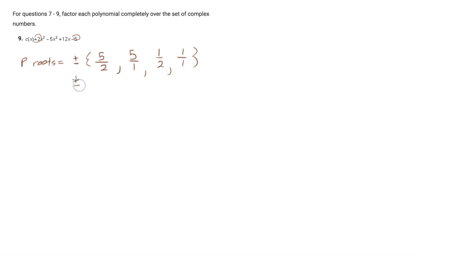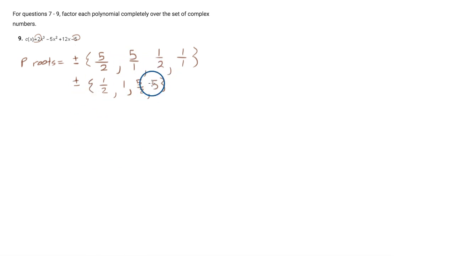So we could have positive or negative 1/2, 1, 5 over 2, or 5. Great.